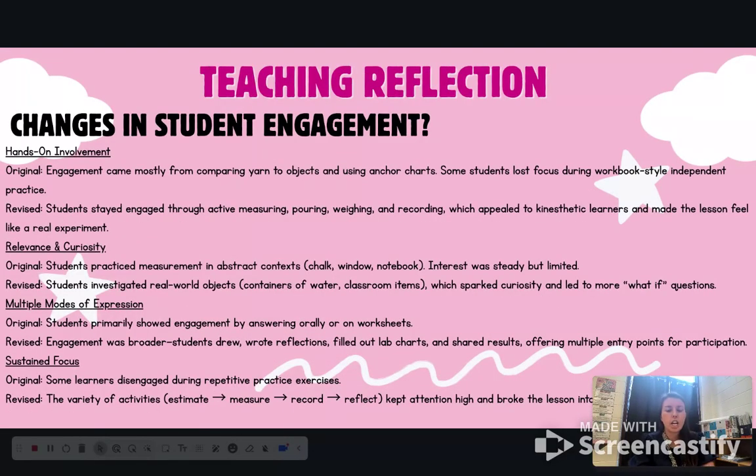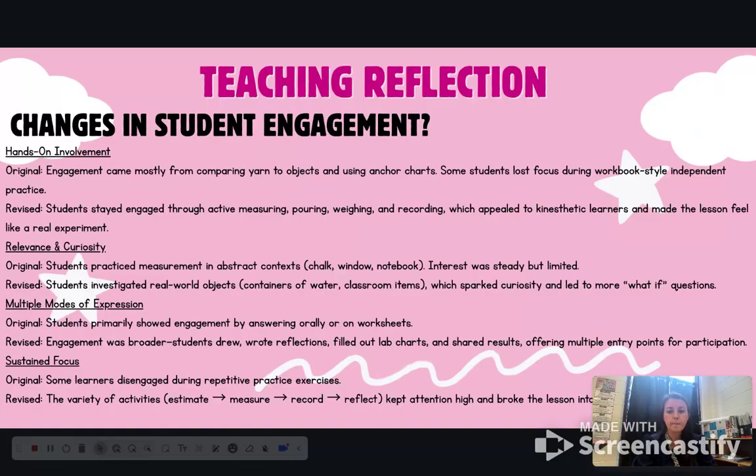Teacher reflection, changes in student engagement. Originally, engagement came from comparing the yarn to objects and using some anchor charts. But I noticed that a lot of my students were losing focus with just the workbook-style independent practice. So when I revised it and had them working in groups, measuring multiple things and using different types of measurement tools, the students stayed more engaged, they were more active, and it was more appealing to my hands-on learners, and they were able to actually see that this is measured and this is how long it is.